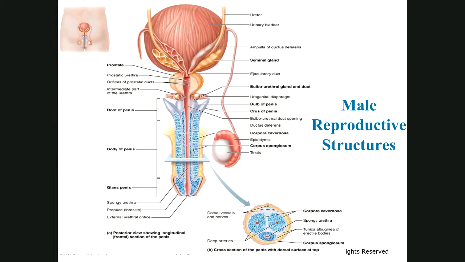And we have the intermediate part of the urethra. This is the membranous urethra over here, and this is in the urogenital diaphragm. And we have the spongy urethra that runs through the penis and opens at the external urethral orifice.